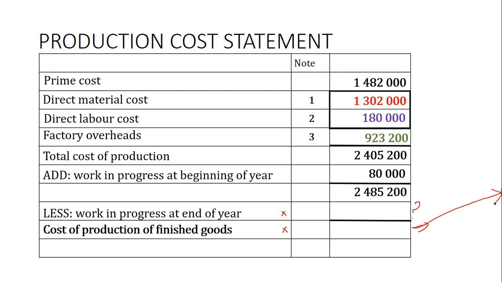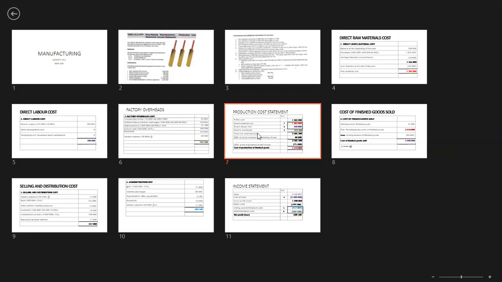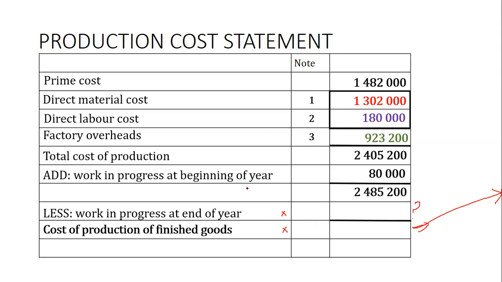Question. Excuse me? Can you please repeat? Oh, never mind. Sorry, it's our production. Yes, it is our production cost. And then obviously to work out work in progress at the end of the year, you're just going to subtract that, right? Yes. And then it will give you work in progress at the end of the year.